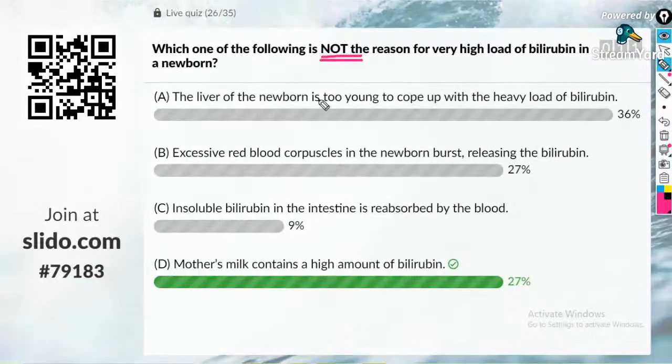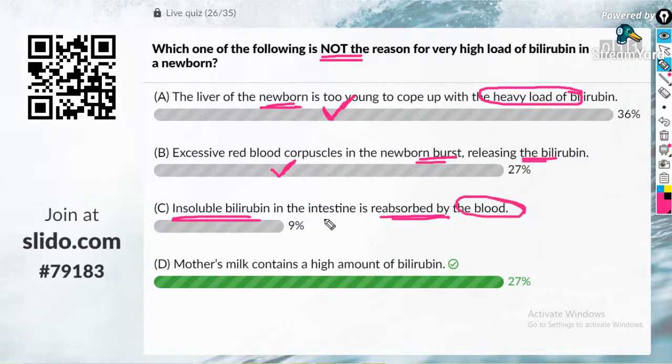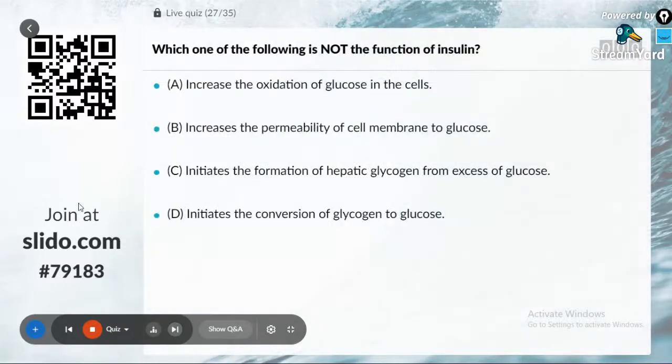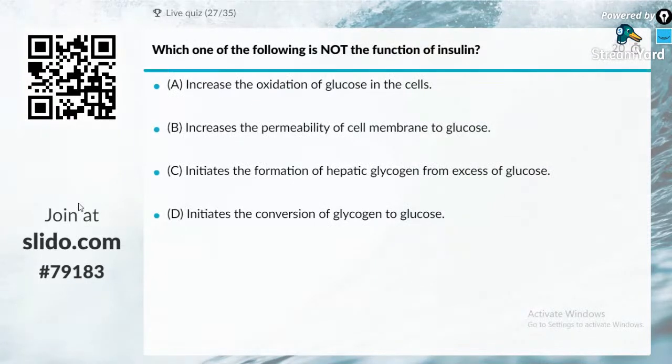Actually, they are asking for the one that is not the reason. The liver of the newborn is too young to cope up with the heavy load of bilirubin. That is one of the reasons why the baby appears yellow in color. Excessive red blood corpuscles in the newborn burst, releasing bilirubin. That is again another reason. Insoluble bilirubin in the intestine is reabsorbed by the blood. Another reason. Mother's milk contains a high amount of bilirubin is actually the blunder. Okay, next question on the screen. The colostrum, with its antibodies, gives the yellowish color of the mother's initial milk.